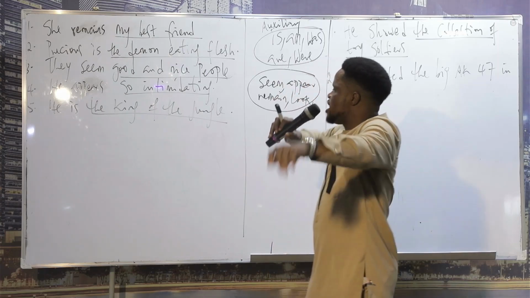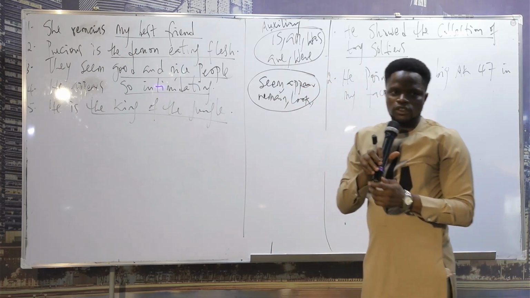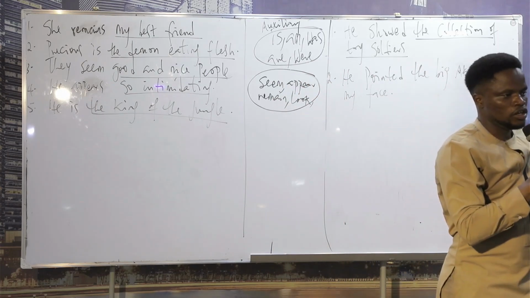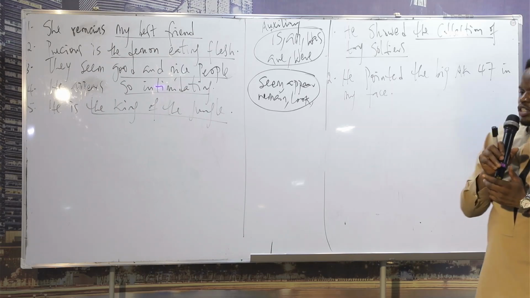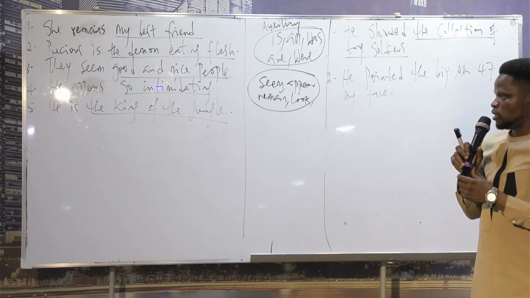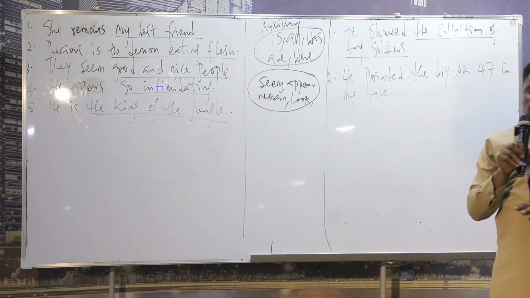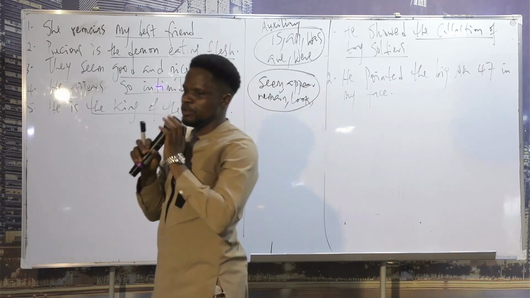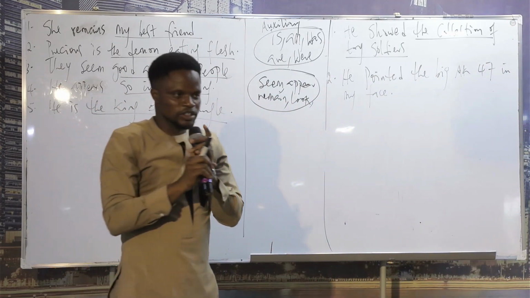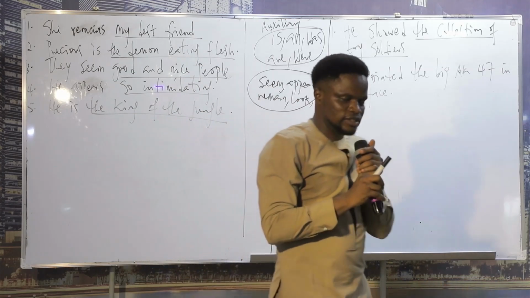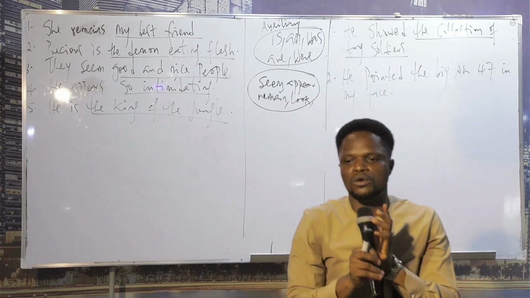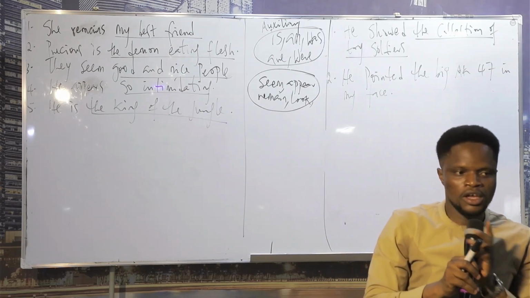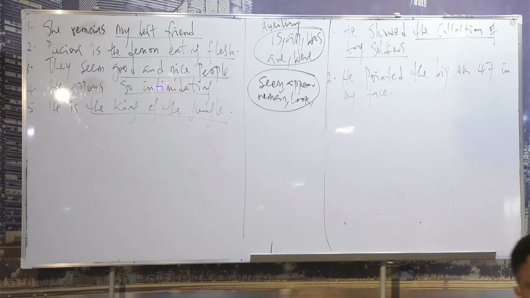Appears. He is the king of the jungle. Grammatical name is what, class? Function, complement of what? Is. Class, is it going to be a problem? So the only thing remaining for you now is to master the whole features of a noun phrase. If you've mastered that, then it will never be a problem.